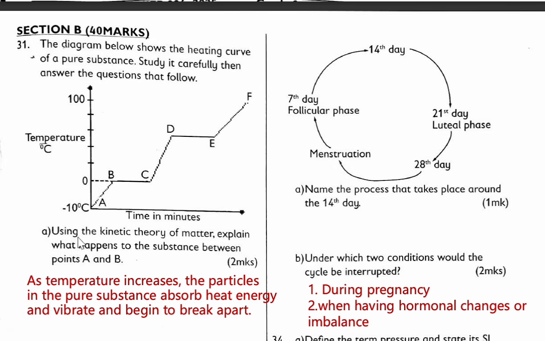Part A. Using the kinetic theory of matter, explain what happens to the substance between points A and B. So you can see from point A to point B, the temperature increases from -10 to 0. So we're going to explain what happens to the substance, 2 marks. So as temperature increases, the particles in the pure substance absorb heat energy and vibrate and begin to break apart. So they absorb the heat and then they begin to break apart. We score those 2 marks.